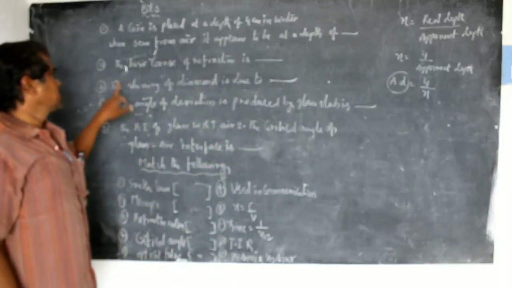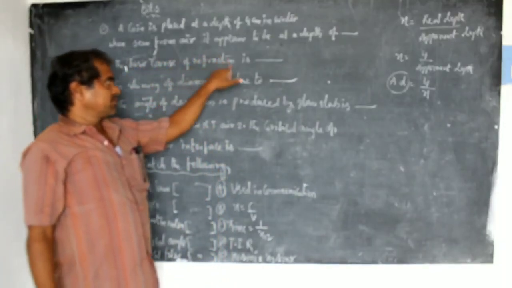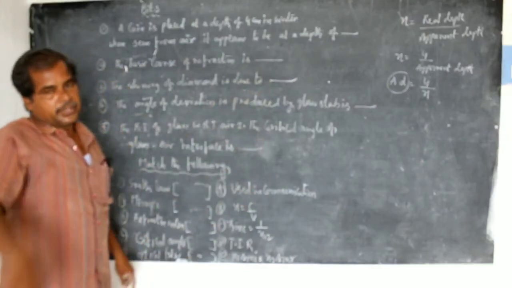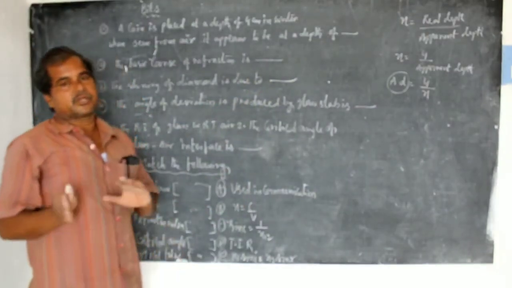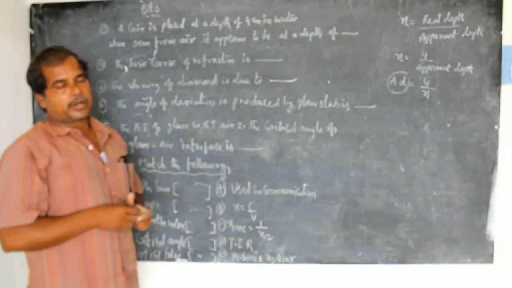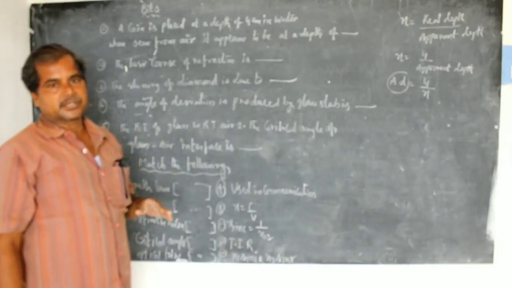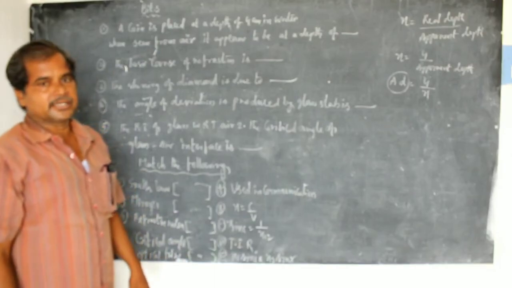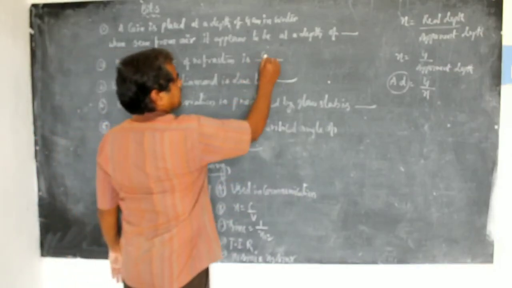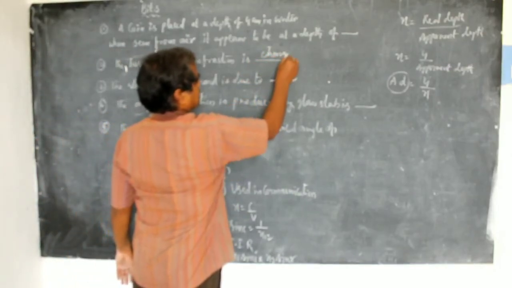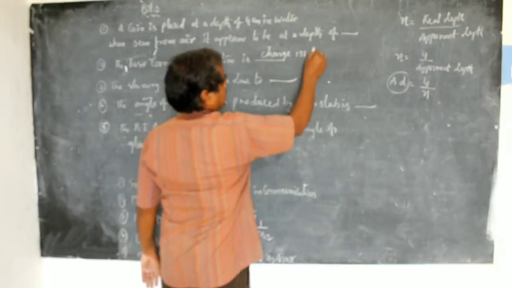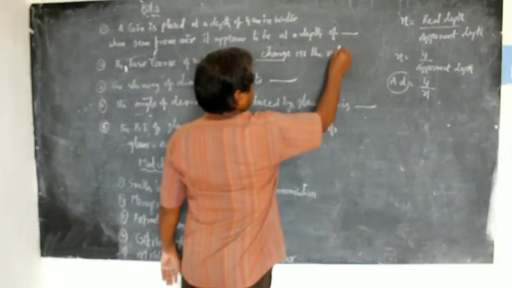Okay. Next, the basic cause of refraction is dash. So why does refraction occur? When any light ray passes from one transparent medium to another transparent medium, it changes its direction because the velocity of the light is changed. Change in the velocity of light.